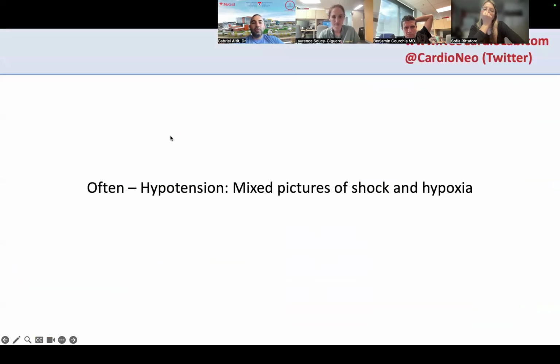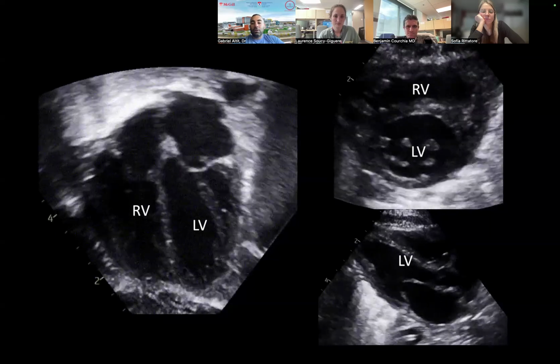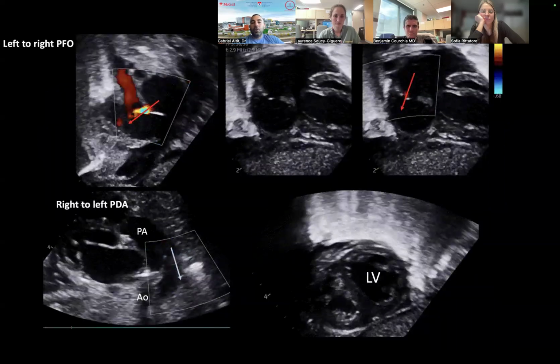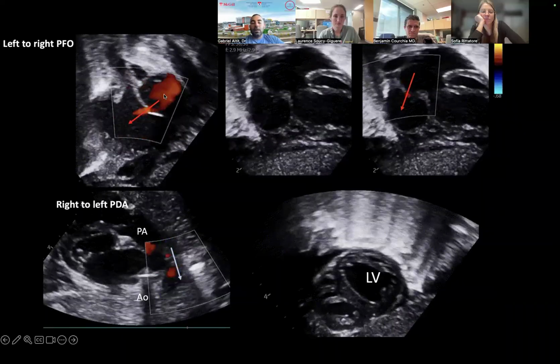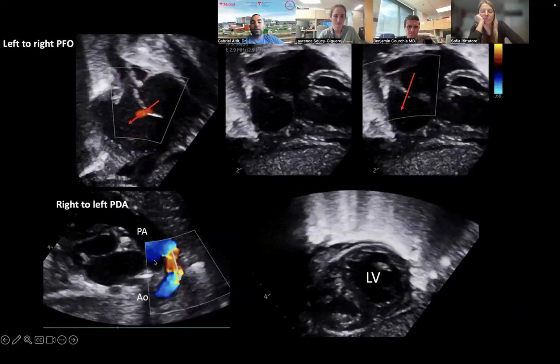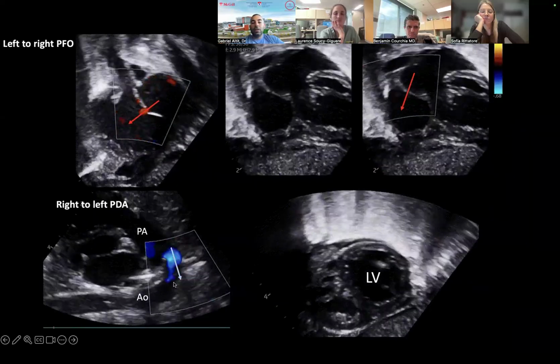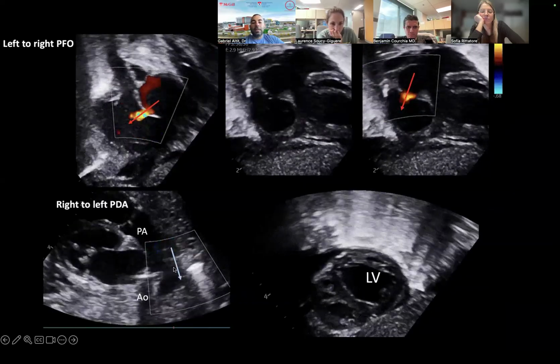I'll skip this. Of course, you often have mixed pictures of shock and hypoxia. So you can have a picture like this of severe biventricular dysfunction, where you have a left to right PFO, a right to left PDA. And at this point, you wonder, well, is this PDA supporting my systemic circulation? And what am I going to do? Am I going to maintain the duct open?